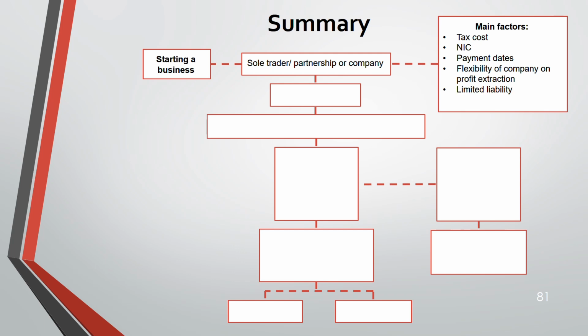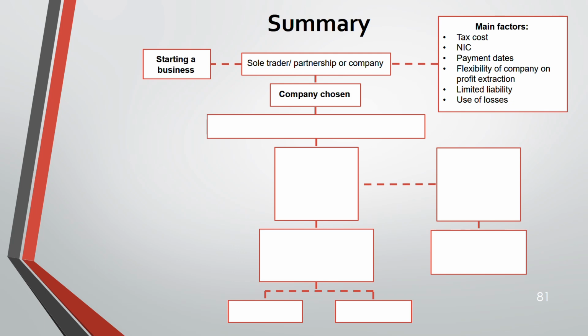Next, limited liability. A company gets the status of limited liability. A sole trader has unlimited liability in the event of winding up. It's an issue. Next, use of losses. A sole trader has some additional advantages. They have opening year loss relief, which a company does not have.